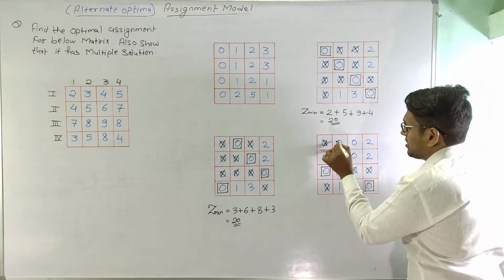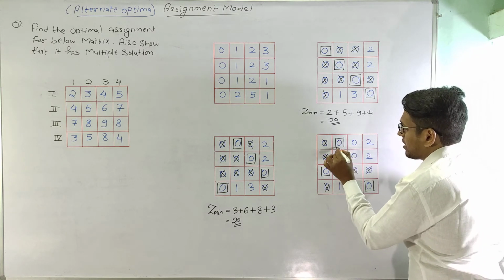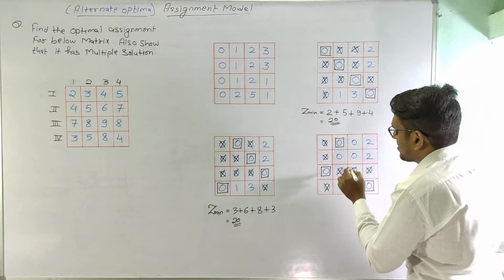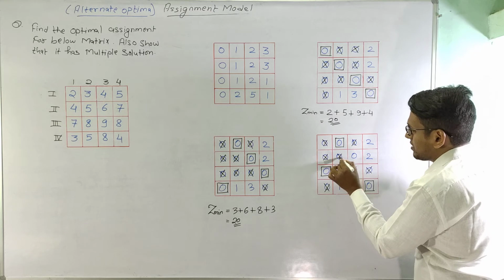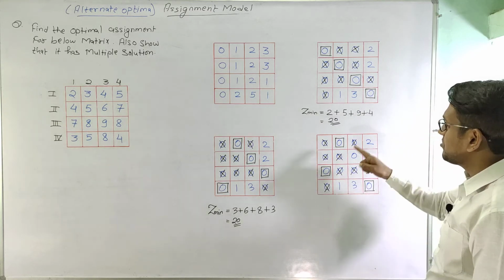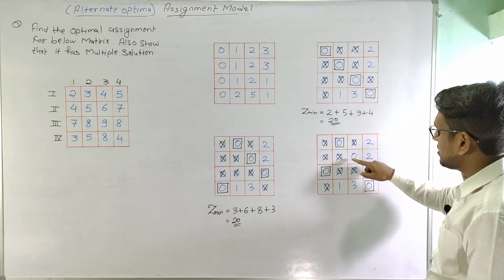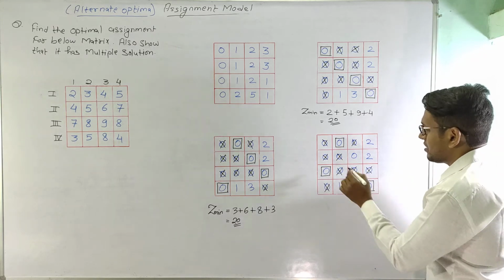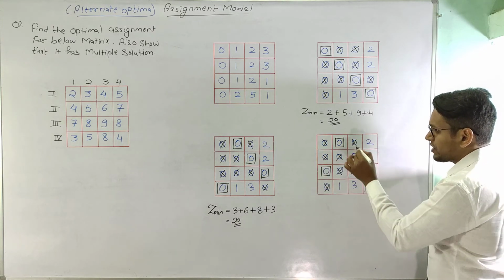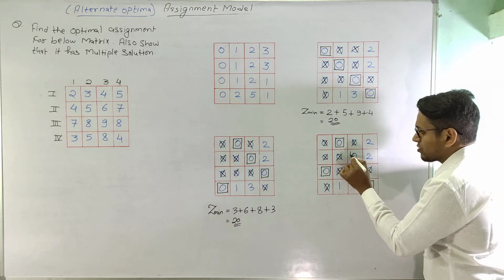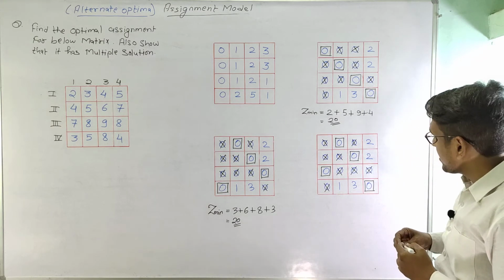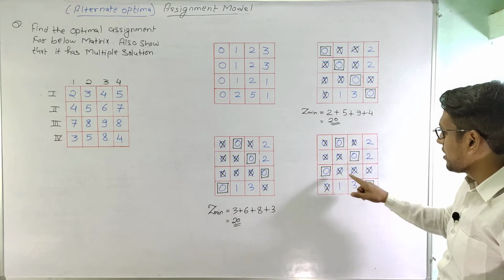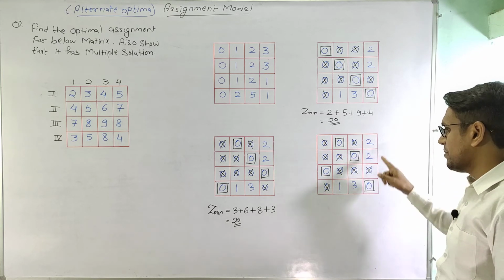So let us again assign this cell, and if this cell has been assigned, that means no more assignment can be done in this row and in this column. And once this has been assigned, we can see that only a single zero remains in row 2, or we can say column 3. So let us easily assign this, and here also we can see that we have a total of 4 assignments in a 4 cross 4 matrix.